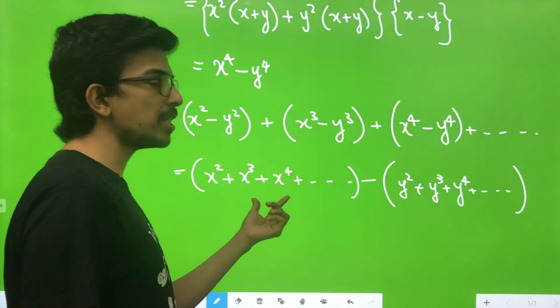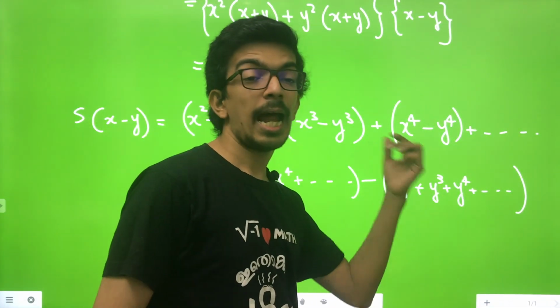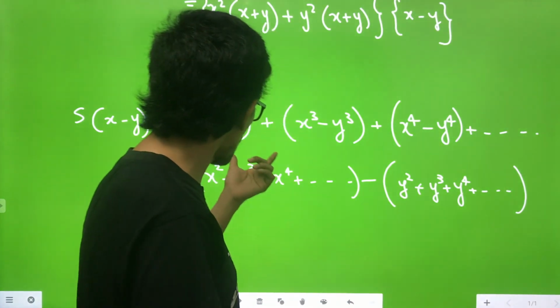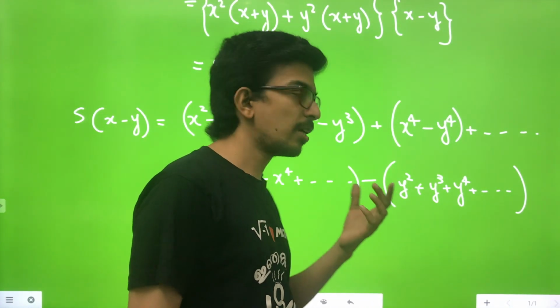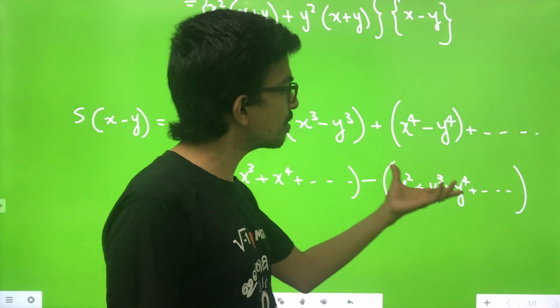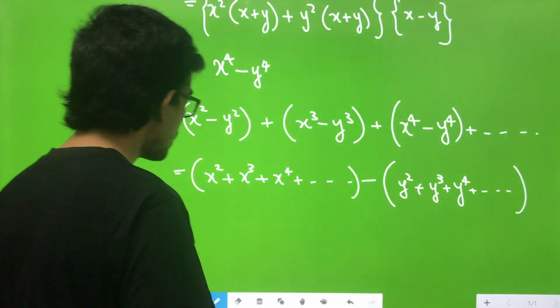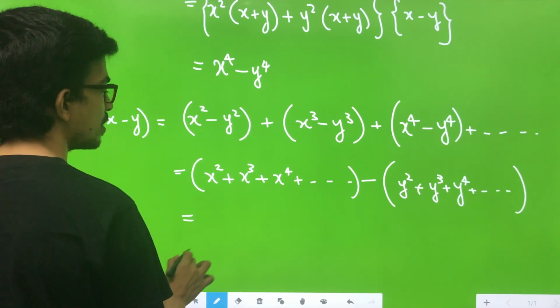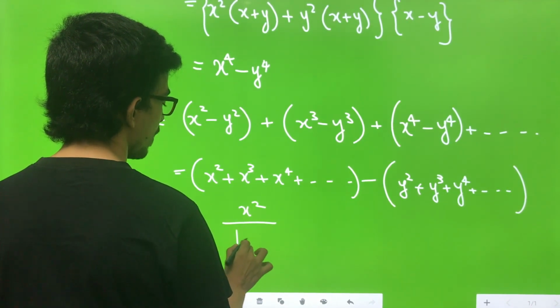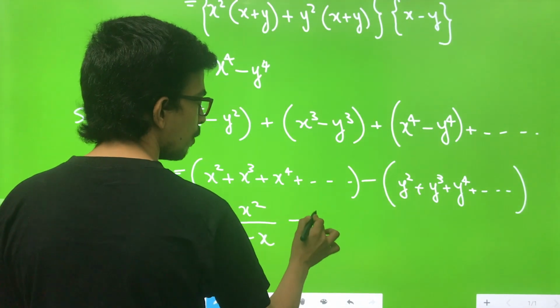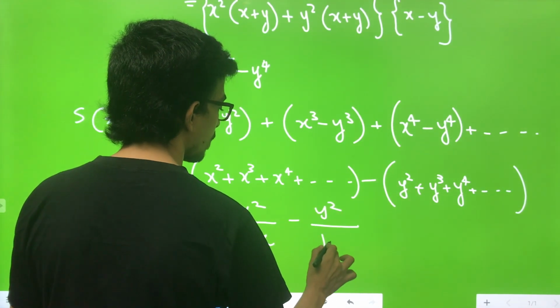So this is an infinite GP, and this is an infinite GP, and it is particularly given that mod x is less than 1, mod y is less than 1. It's given in the question so that this sum will converge. We can write the sum to infinite terms of this GP. So this is going to be x squared divided by 1 minus x, and this is going to be y squared divided by 1 minus y.